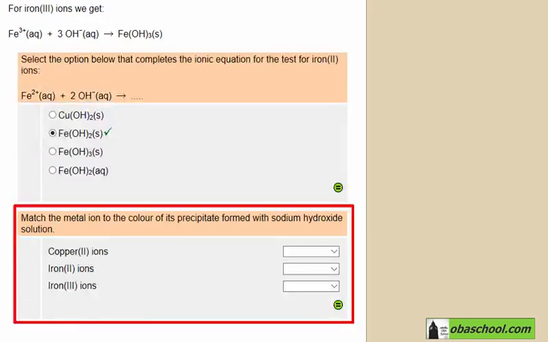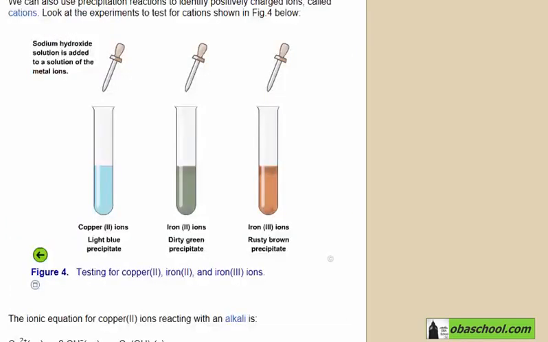Match the metal ion to the color of its precipitate formed with sodium hydroxide solution. We have copper 2 ions, iron 2 ions, and iron 3 ions. Examine again this figure and write down the answers. With copper 2 ions, we have a light blue precipitate. With iron 2 ions, we have a dirty green precipitate. And with Fe3+ ions, we have a rusty brown precipitate.